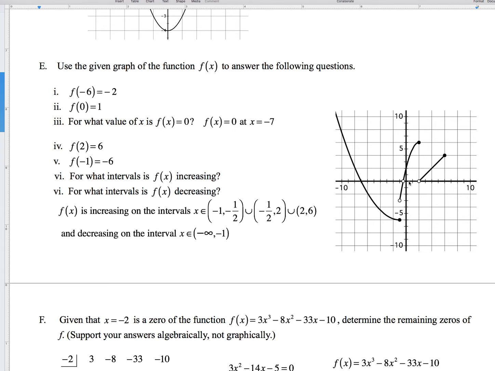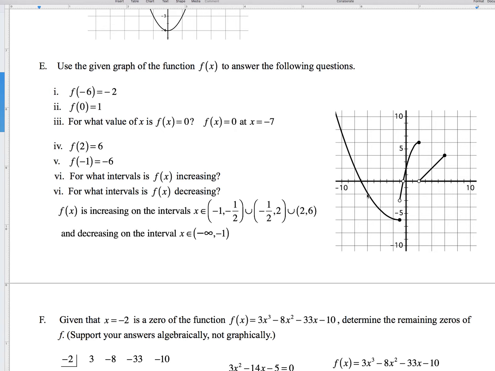To determine that, we first of all notice that each of these grid lines is 2 units. 1, 2, 3, 4, 5. So odd numbers are on the midpoint hash. So f of negative 6, to determine that, we count backwards. Negative 1, negative 2, negative 3, negative 4, 5, 6, negative 6. Then we go up or down until we intersect the graph, and we intersect the graph about right here.